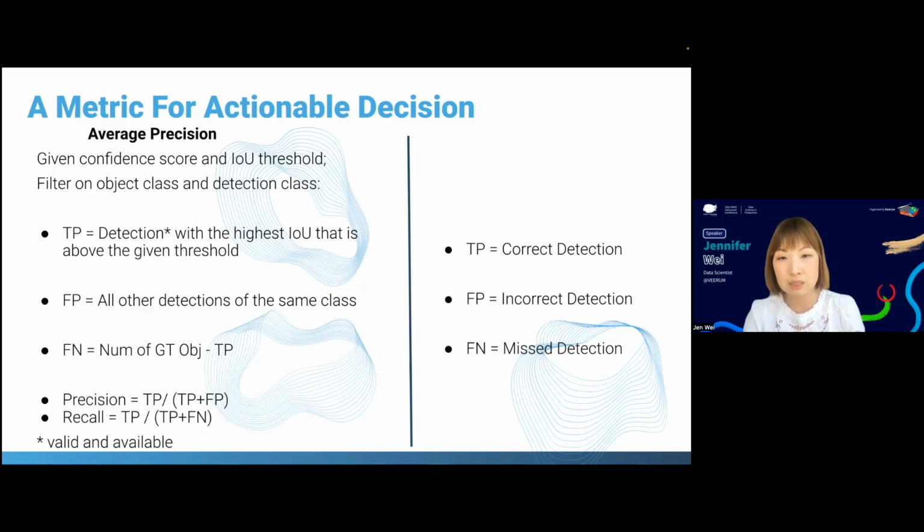And interestingly, this is what I like about doing this exercise. As soon as I figured out how to define true positive, false positive, and false negative in a technical way, I find it very easy to explain them in intuitive ways, because your true positive really is just your correct detection. Your false positive is your incorrect detection, and your false negative is your missed detection.